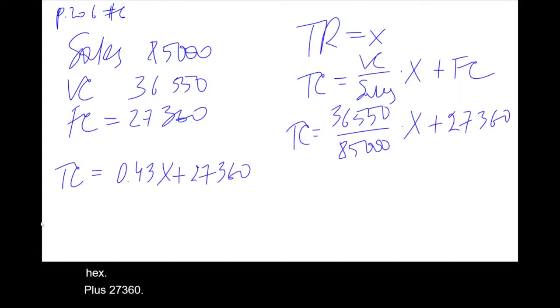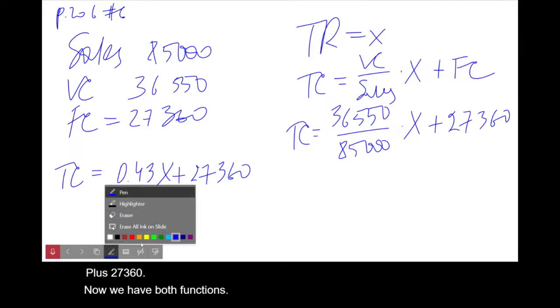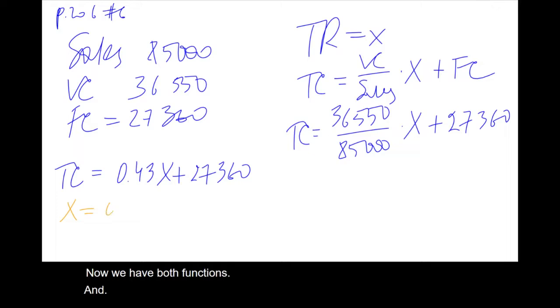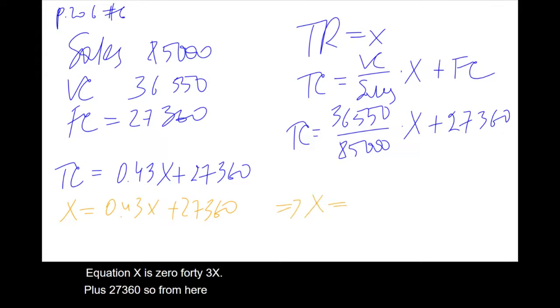Now we have both functions and the equation: X is 0.43X plus 27,360. So from here, X is, I hope you already know how to calculate it, right?